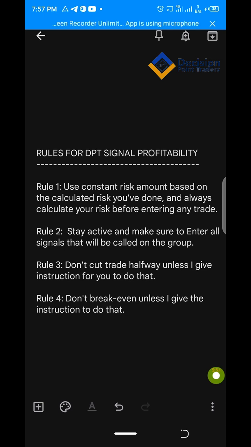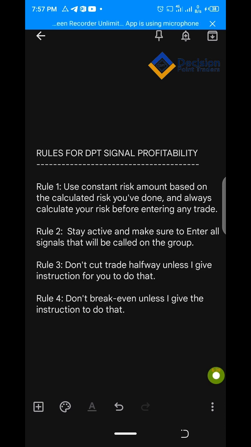Rule 2 says stay active and make sure to enter all signals that will be called on the group. The reason you need to enter all the trades is because of course there is no 100% strategy. If I call 3 trades in a day or 2 trades in a day, and you did not enter the first one and the first one makes profit, you now enter the second that makes loss, then the second day probably we took a loss also. Those things will not balance.